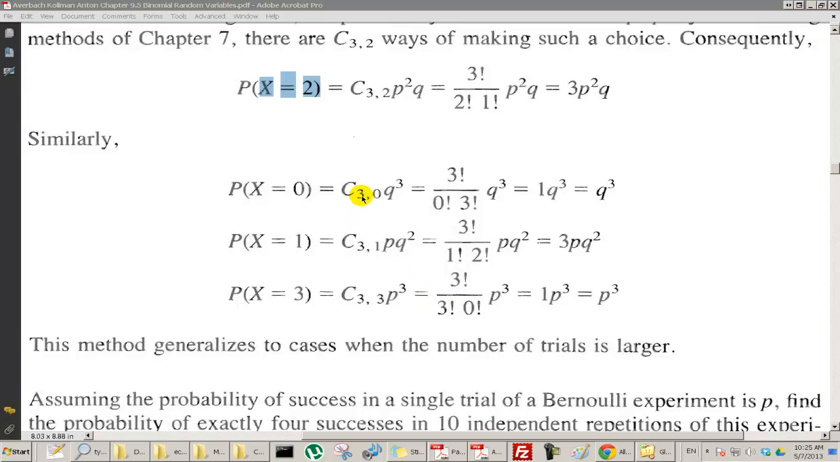The 3 comes from the number of times that we toss it. So the 3 comes from the number of times that we toss the coin or toss the die or repeat the experiment. And then this is the number of successes that we're trying to calculate. And then this is the probability of getting any one of the ways of, for example, 3 successes. Actually, in this case, there's only one way. Okay.